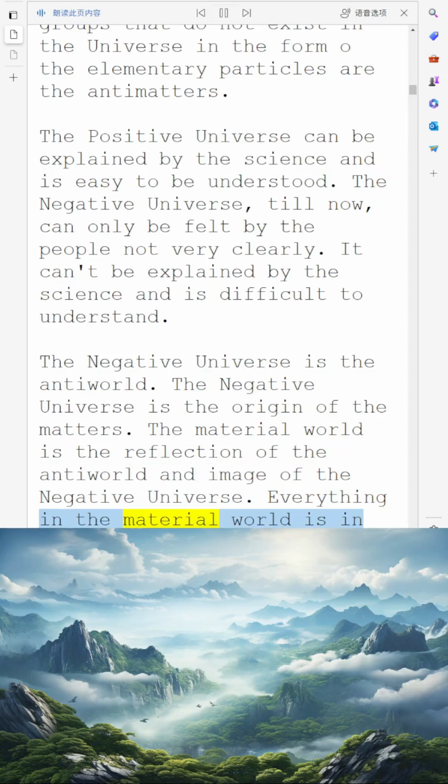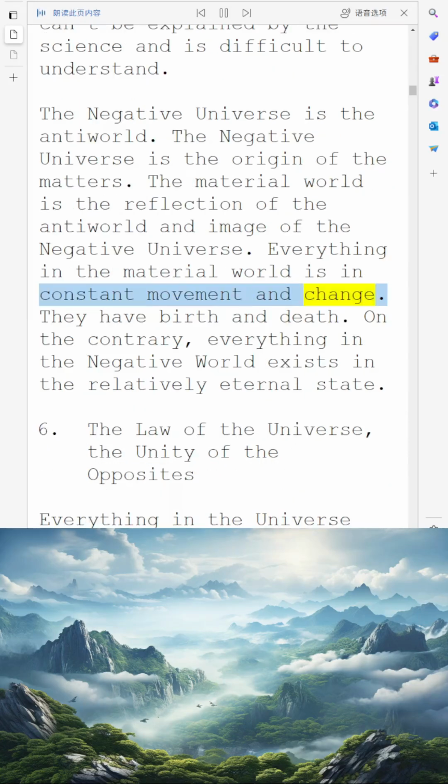Everything in the material world is in constant movement and change. They have birth and death. On the contrary, everything in the negative world exists in a relatively eternal state. The law of the universe, the unity of opposites.